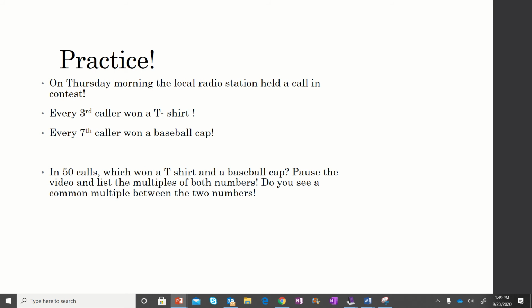Practice. On Thursday morning, the local radio station held a call-in contest. The third caller won a t-shirt, and the seventh caller won a baseball cap. So in 50 calls, which won a t-shirt and a baseball cap? After I say this, you're going to pause the video. Find the multiples of both numbers, and see if there is a common multiple between the two. Pause the video and practice on a piece of loose leaf in your Duotang.